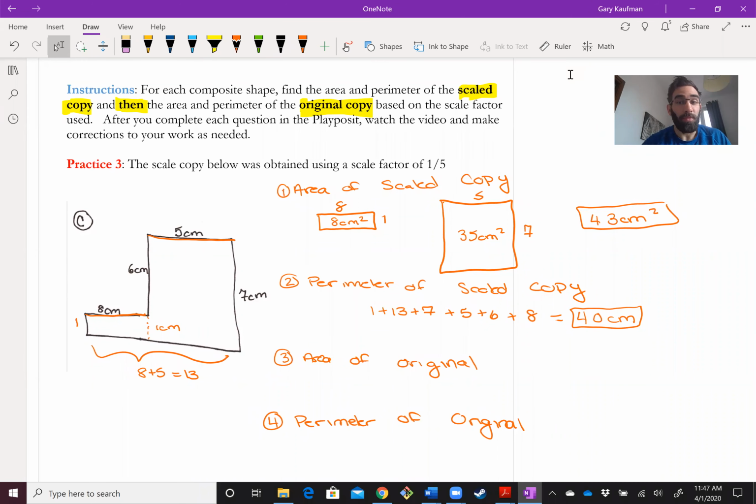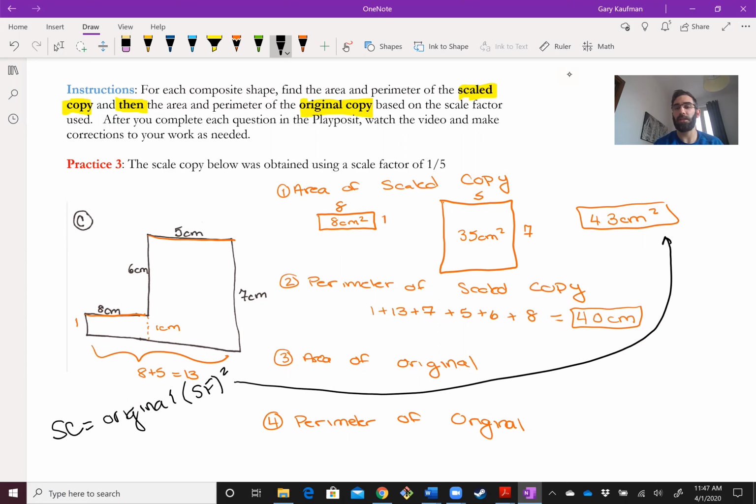So this is the area and perimeter of the scaled copy, because we're told that this diagram is the scaled copy. Now, I want to go back to the original. So I think to myself, okay, originally what happened was to get to the scale copy, I took the original and I multiplied by the scale factor twice, and that's what got me to 43 centimeters squared. So we multiplied by 1/5 twice, which is the same thing as dividing by 5 twice, which means we divided by 25.